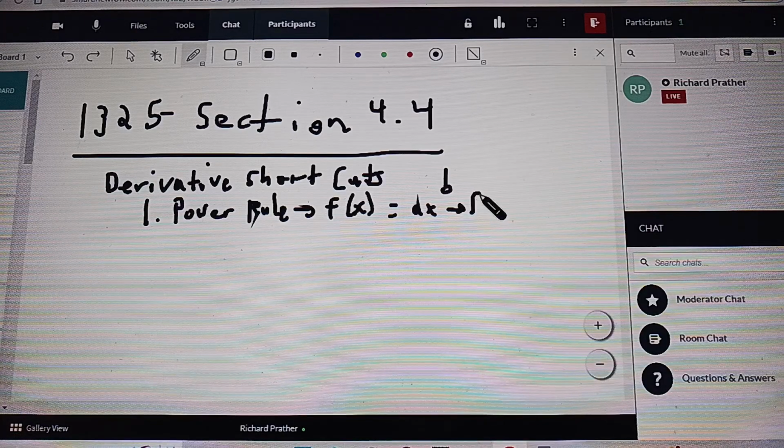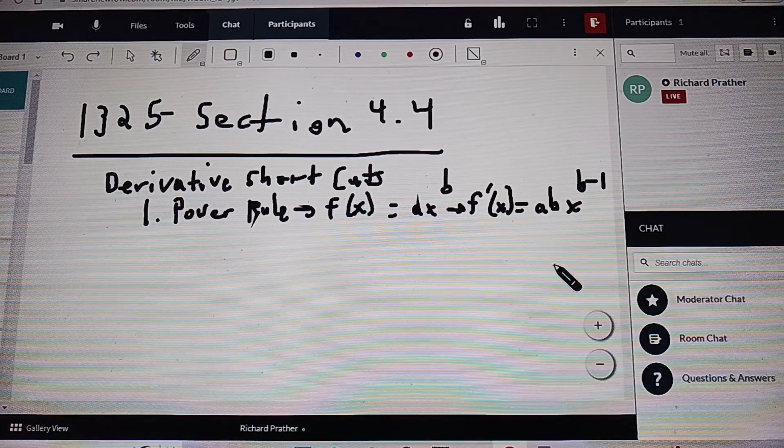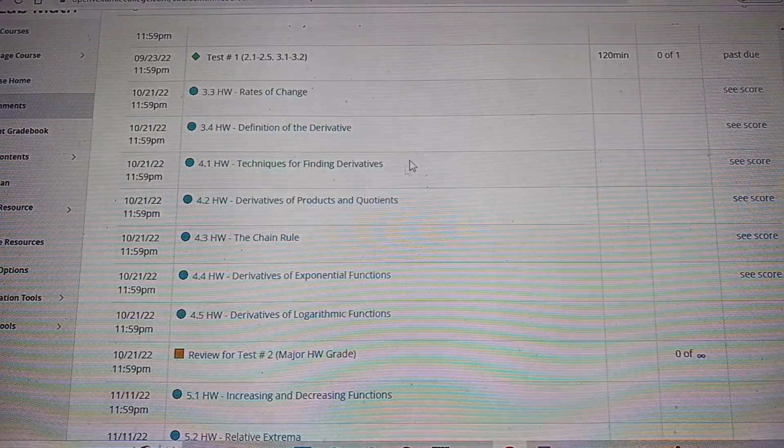So then the derivative is a times b. You keep the x the same and then you decrease the exponent by 1. And then technically you're multiplying by the derivative of the base, which is x, but the derivative of x is just 1. So really the chain rule always comes into play, but a lot of times it just equals 1 and it seems like it doesn't matter. So we did the power rule first, which is covered under techniques for finding derivatives.